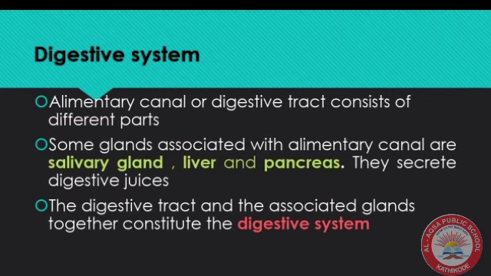Now let us see digestion in humans. The digestive system in human beings consists of mainly two parts: the digestive tract or the alimentary canal and the associated glands. The alimentary canal, also called the digestive tract, consists of different parts, and the associated glands are salivary gland, liver and pancreas. These together form the digestive system.